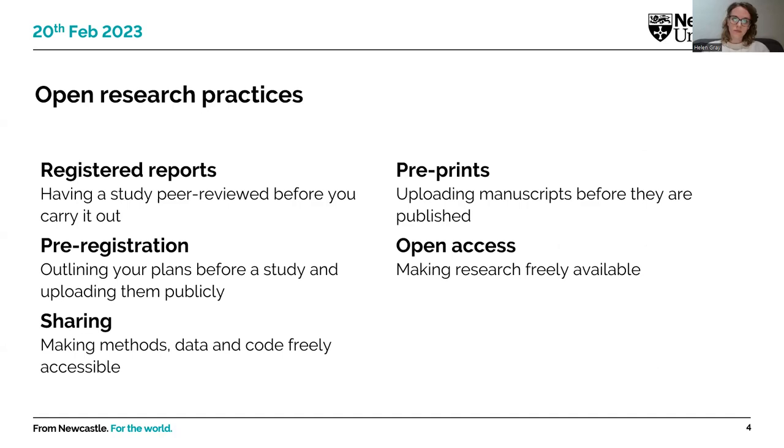There are lots of different open research practices. And here I just wanted to quickly highlight some of the most common ones. So firstly, arguably the most robust thing that you could do is to write a registered report. This means that you have your study peer reviewed before you carry it out. In the same way that you would submit a paper for review in a journal, you submit your study plans and they're reviewed and you get feedback on them. The paper that would result from this study is published in the same journal that you register your report with.